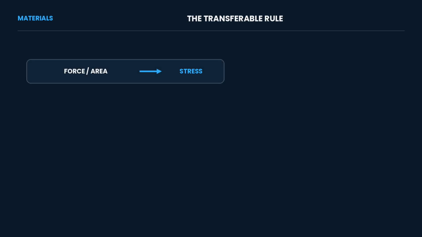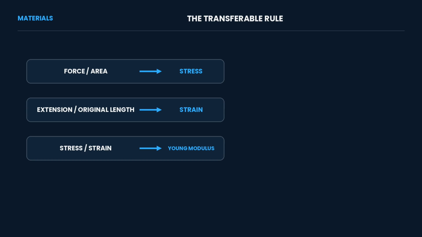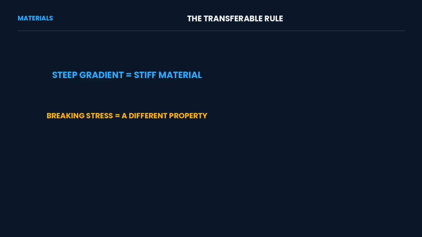Stress accounts for area, strain accounts for the original length. Their straight line ratio is the Young modulus. A steep gradient means a very stiff, but not necessarily very strong material.